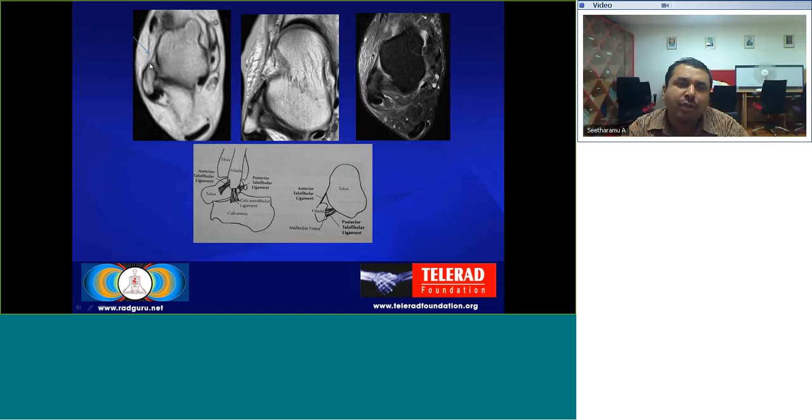So the anterior talofibular is a thin linear line; the posterior talofibular is a thicker ligament with a heterogeneous signal because of the fat. The ligaments are better seen on these fat-saturated images, especially when there is some joint effusion. Anterior tibiofibular and posterior talofibular.